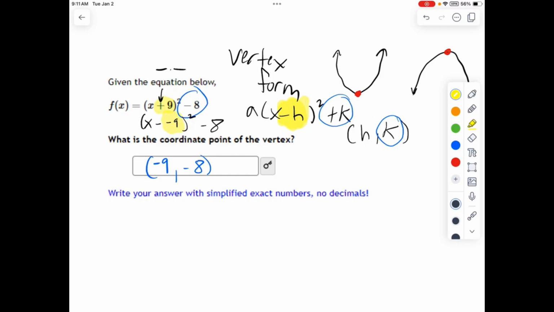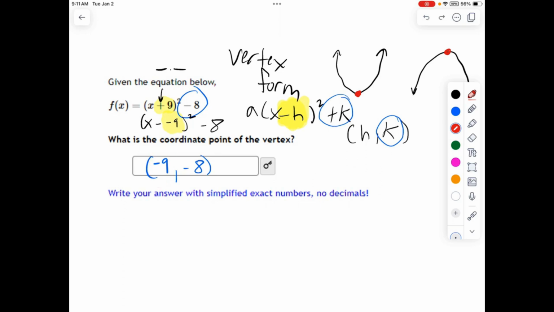Kind of a weird way to think about it, but just remember that whenever you're finding the x-coordinate, it's essentially always going to be a flip. For the y-coordinate, you grab exactly what you see. Whatever's on the outside, whether it's positive or negative, you literally grab that exact same value. Whatever's in here, swap the sign. So if you have x plus 9, minus 9 will be the x-coordinate.